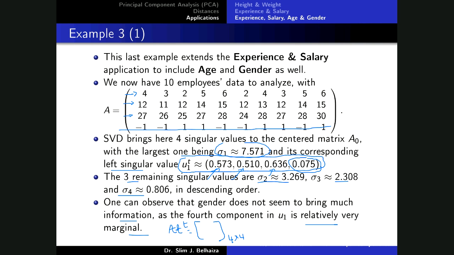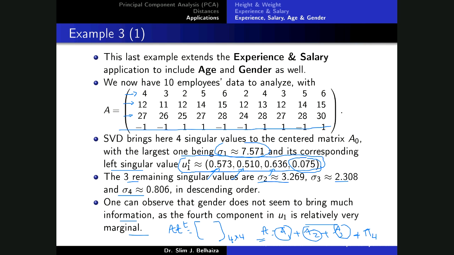Somehow, yes. But I'm saying that looking at sigma 4 only, can I decide that gender is marginal? Yeah, the gender, of course, Firas. In fact, what we are doing, we're writing A as A1 plus A2 plus A3 plus A4, right? Most of the information comes first from A1, then A2, then A3, then A4. Of course, the more information you add, the closer you get. When you add A4, you just sum up the 4 matrices and you get exactly the same information.